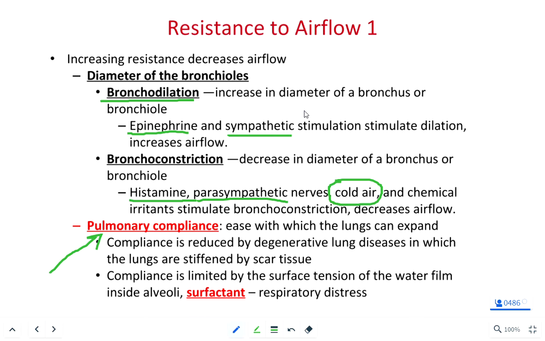Or we can have a reduction of the amount of surfactant. Surfactant is that biological soap produced by the type 2 alveolar cells, and it allows for a reduction in the surface tension. It breaks the hydrogen bonds that cause the sides of the alveoli to stick together. So what we find in these situations is that individuals that have enough surfactant have an easier time expanding their lungs. Prematurely born infants that don't have fully developed type 2 alveolar cells yet don't have surfactant, and they're born with a condition known as respiratory distress syndrome.